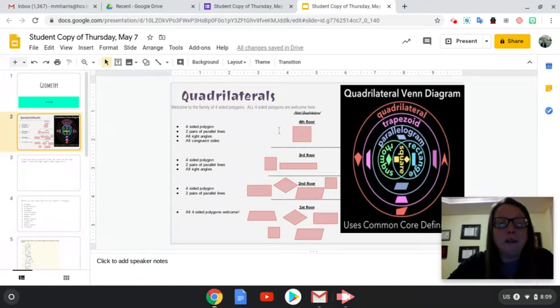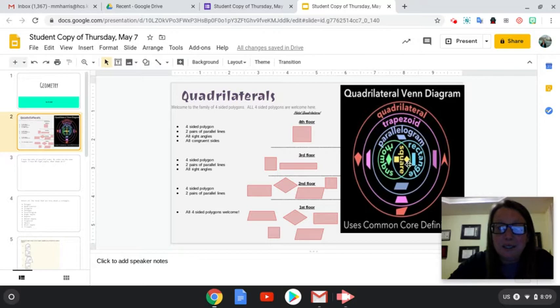The only one that it can be has to be a quadrilateral with two pairs of parallel lines, all right angles, so four right angles, and all congruent sides. Why can a rhombus not fit here then? Great job, because a rhombus doesn't have to have all sides congruent.